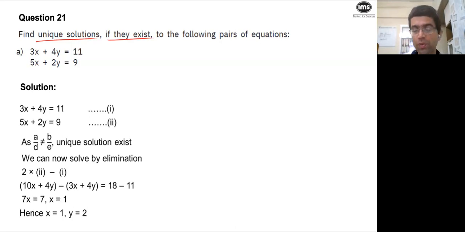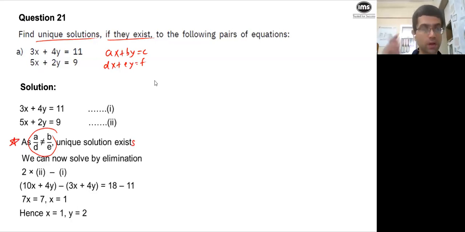Isn't it? Now before that, let's revise a fact that if ax plus by is equal to c is one equation, and if say dx plus ey is equal to f is another equation, then only if a by d is not equal to b by e, will a unique solution exist.